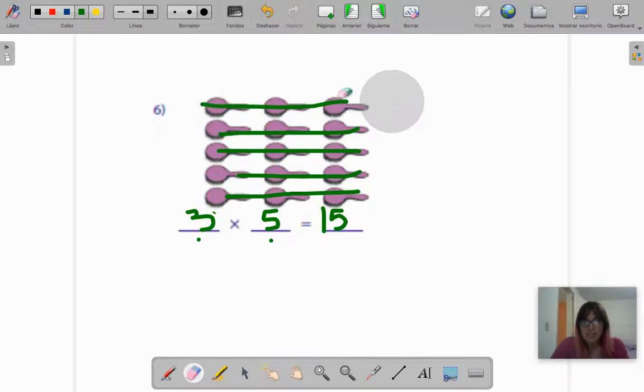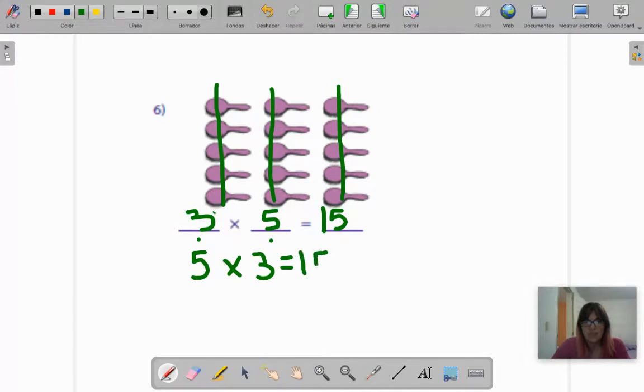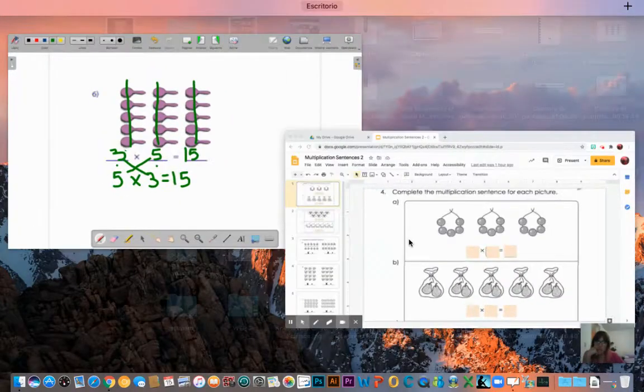Or we can do the arrays the other way. Instead of doing the lines like that, let's do them vertical. So this would be 1 array, 2 arrays, 3 arrays, okay? And how many are inside each? 5. So 5 in each of the 3 arrays. And it's 15. You kind of just turn around the numbers if you notice that, but the answer is the same.